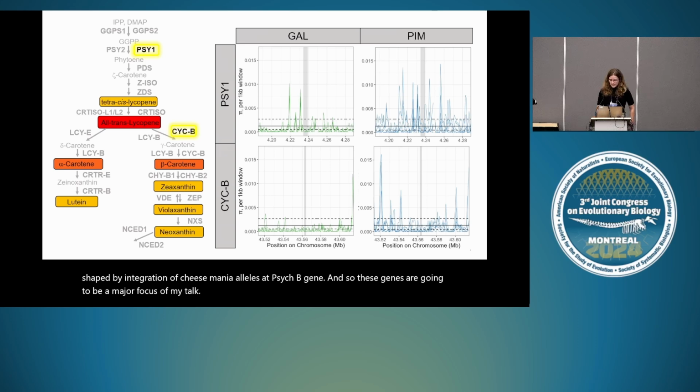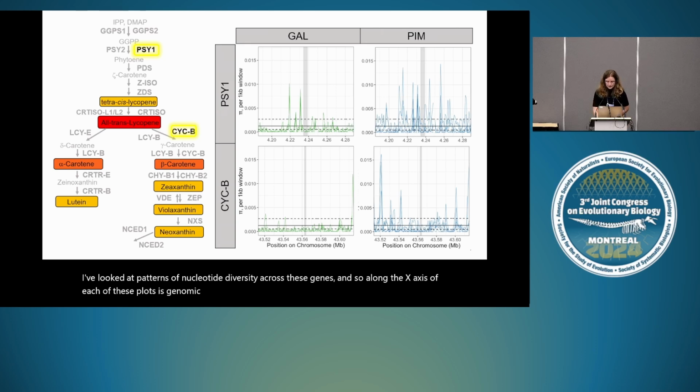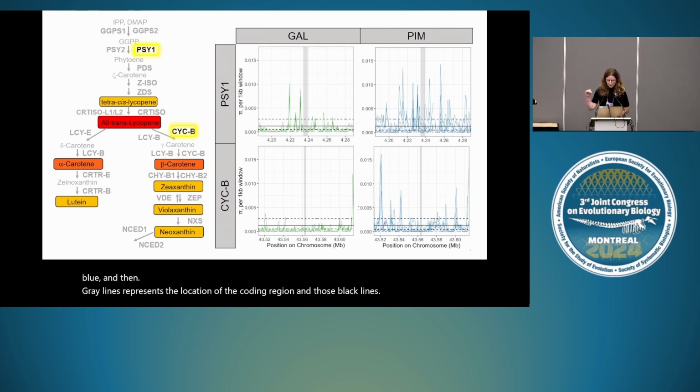With this new data our lab has generated, I've looked at patterns of nucleotide diversity across these genes. Along the x-axis of each of these plots is genomic position. Across the y-axis is pi estimated in 1 kb windows. Each of the colored lines represents estimates for a given population. Galapagense populations are colored in green. Pimpinella folium are colored in blue. Gray lines represent the location of the coding region, and those black lines going horizontally across the plots represent the interquartile range of genome-wide nucleotide diversity.